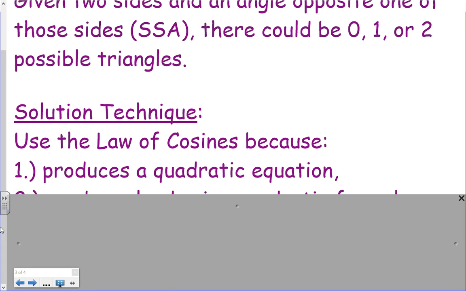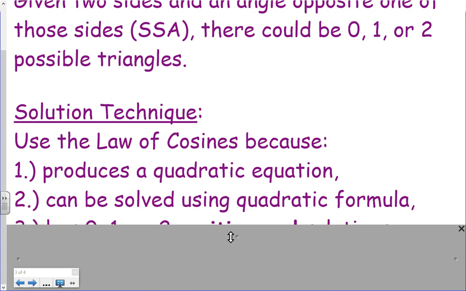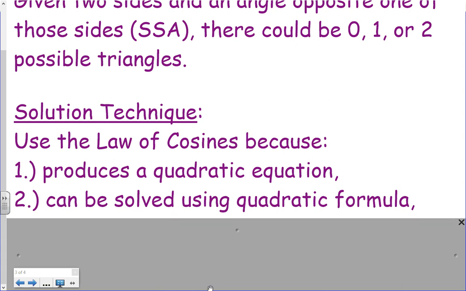First of all, when you use law of cosines to do it, you're going to produce a quadratic equation. We'll go through an example, and you'll see that in just a second. It will produce a quadratic equation, which means there's going to be a little bit more work to solve it. The good news is we have a way to solve quadratic equations, known as the quadratic formula. So we're going to run this through our quadratic formula to solve this equation.